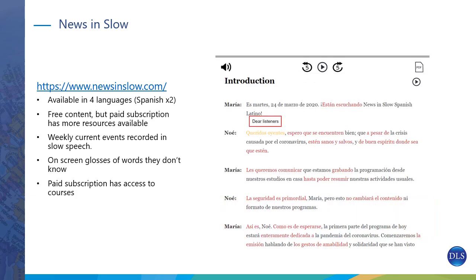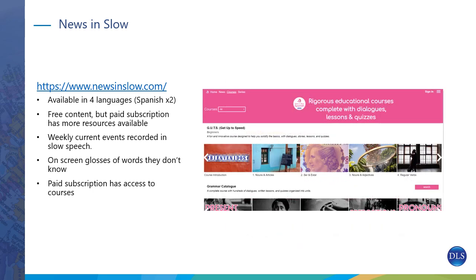Basically, the main content of News and Slow is an audio file, the news report in slow Spanish in this case, as well as a transcript. So students can listen and they can also read along. You'll notice that there are some words that are highlighted. The students can hover over those and they can see an on-screen translation of that particular word or phrase. The paid subscription also has access to courses, so the students have a little bit more opportunity to practice things, maybe grammatical things or other additional things rather than just the current news and events of the day or the week.